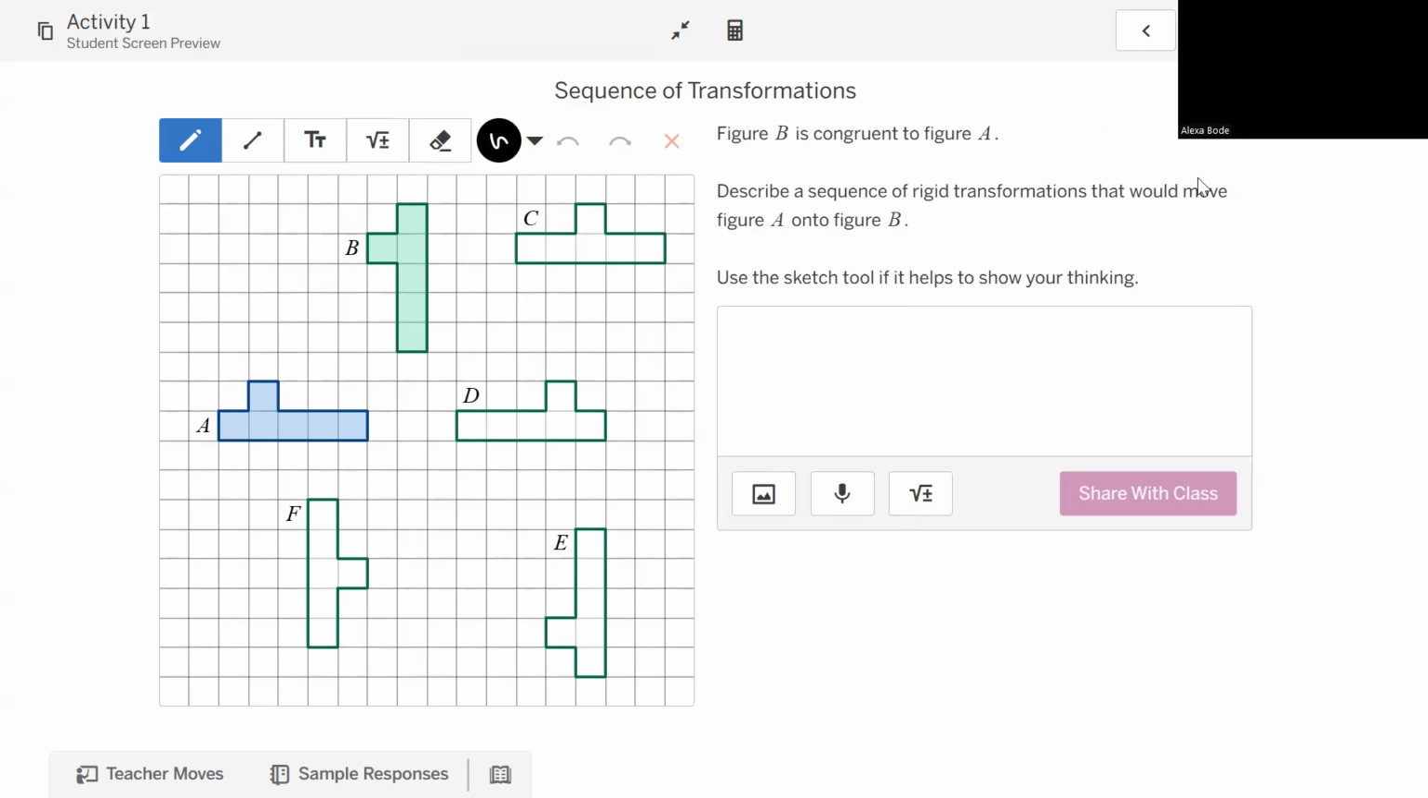Describe a sequence of rigid transformations that would move figure A onto figure B. Go ahead and type that in here. Describe a sequence of rigid transformations. Describe a sequence of translations, rotations, and reflections. Make sure you are using complete sentences.